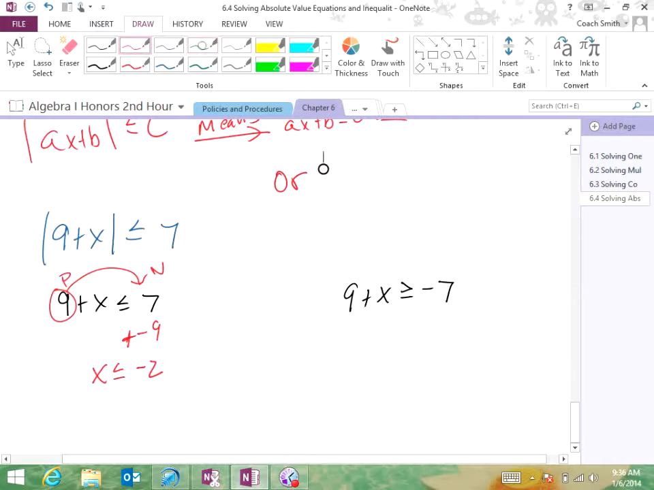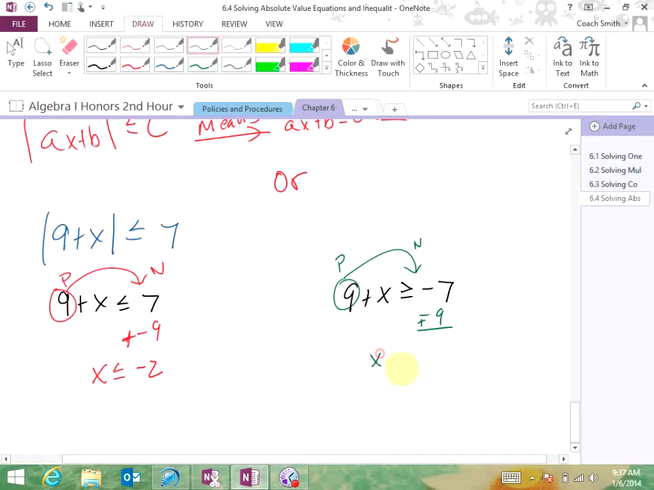Let's solve the other side. The 9 here is positive, it becomes a negative there. So that's a negative 9 over here that I'm adding to negative 7. What is negative 7 plus negative 9?